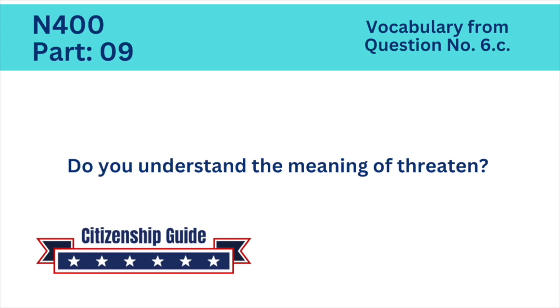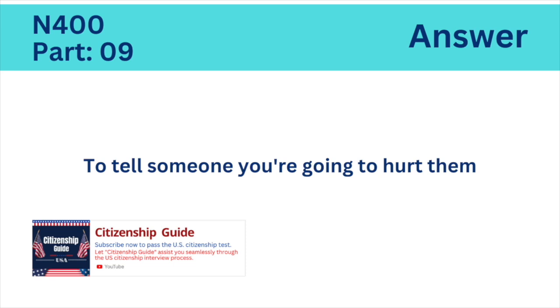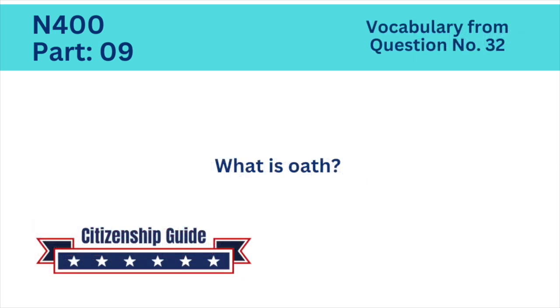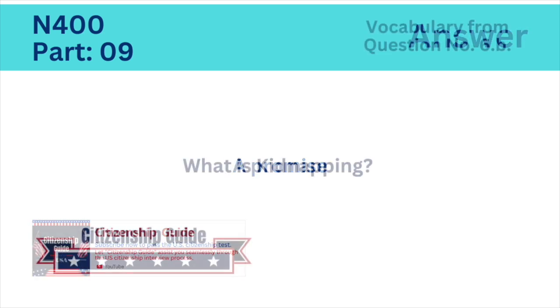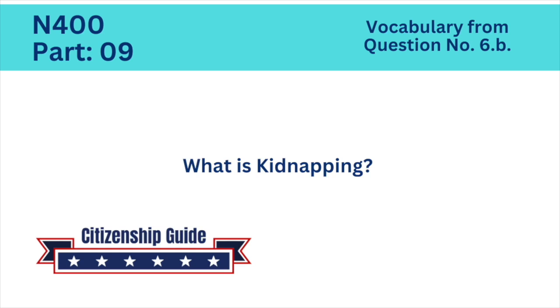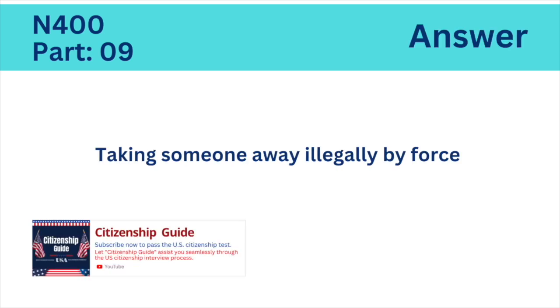Do you understand the meaning of threaten? To tell someone you're going to hurt them. What is oath? A promise. What is kidnapping? Taking someone away illegally by force.